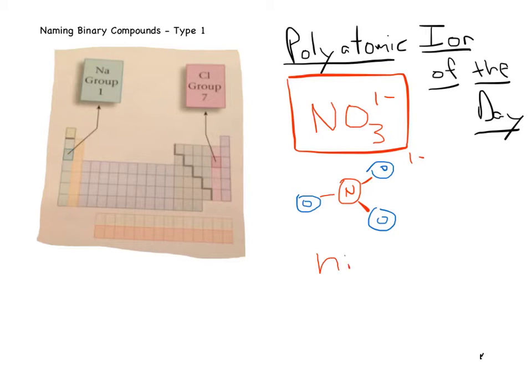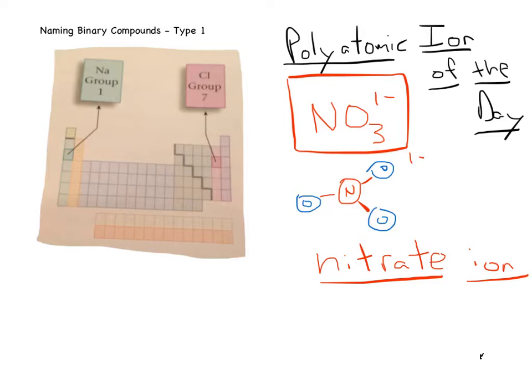It is known as the nitrate ion. Okay, so at the end of the video, I'm going to ask you to remember the NO3-1, or 1 minus ion, and remember that it's called the nitrate ion.